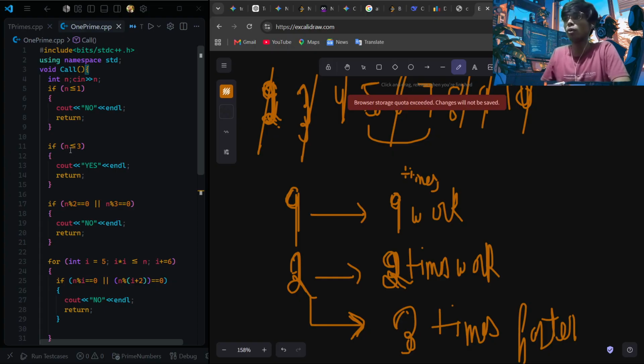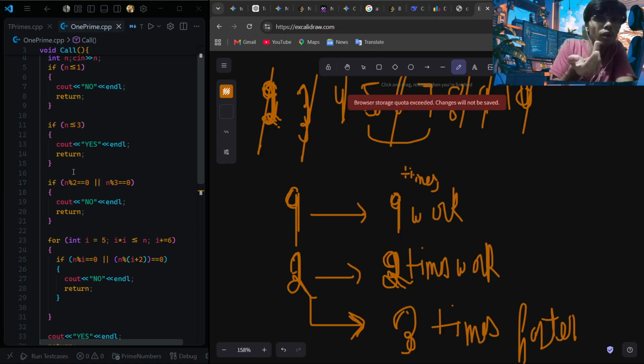So I will check if n is less than or equal to 3. We are already checking for 1, so we are left with 2 and 3 only. If I get 2 or 3, I will print that yes, they are prime. After that, we check if this number is divisible by 2 or 3. If it is, this number is not prime, because a prime number is a number which is divisible only by 1 and itself. So we are already checking for 2 and 3.